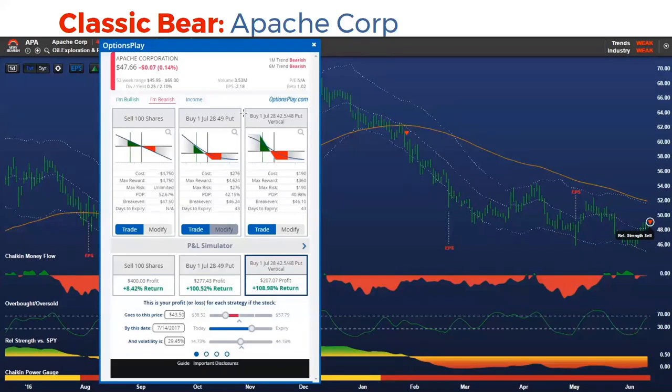Two other points I want to make. One, the score on this. Last score was an 80. The score on this was a 99, which is a much better score. So I like that. Options play agreed with me.